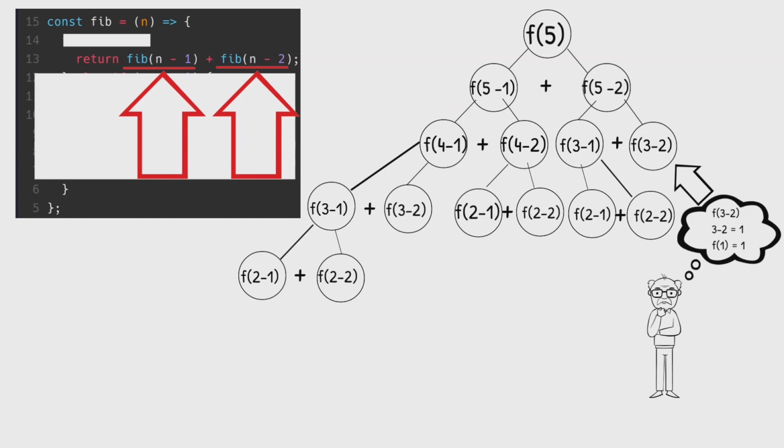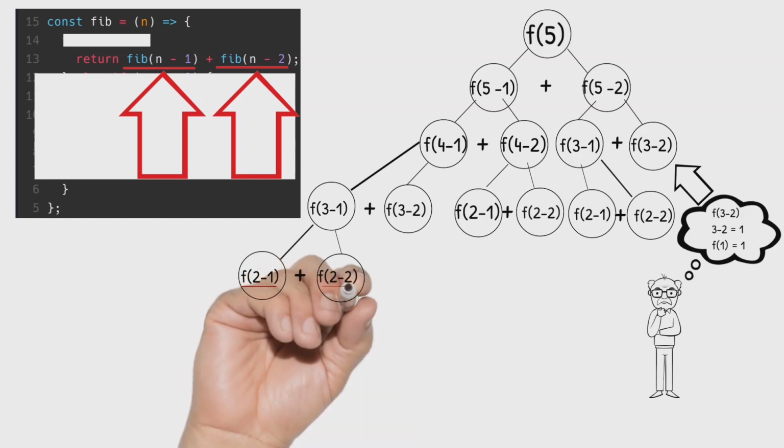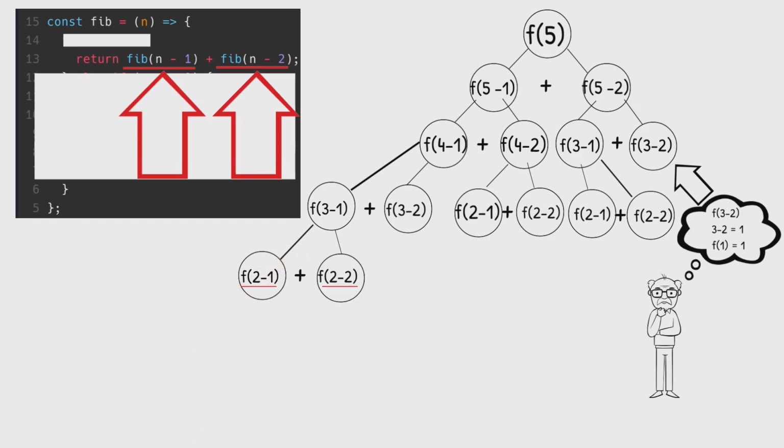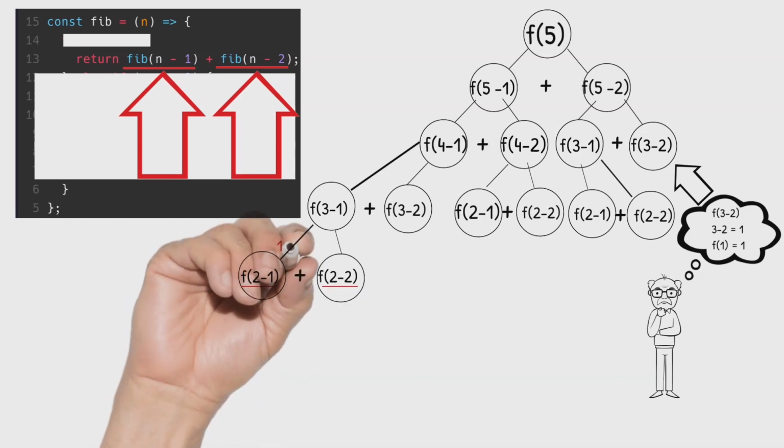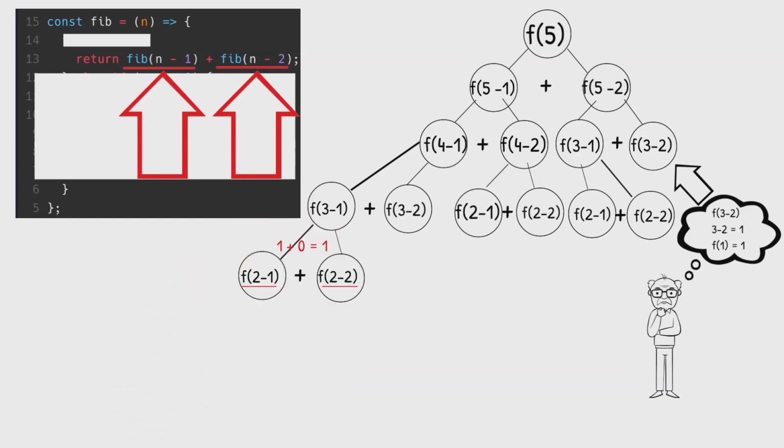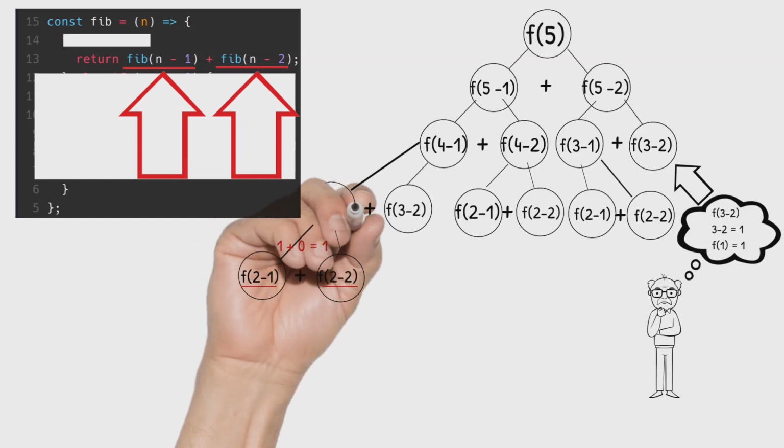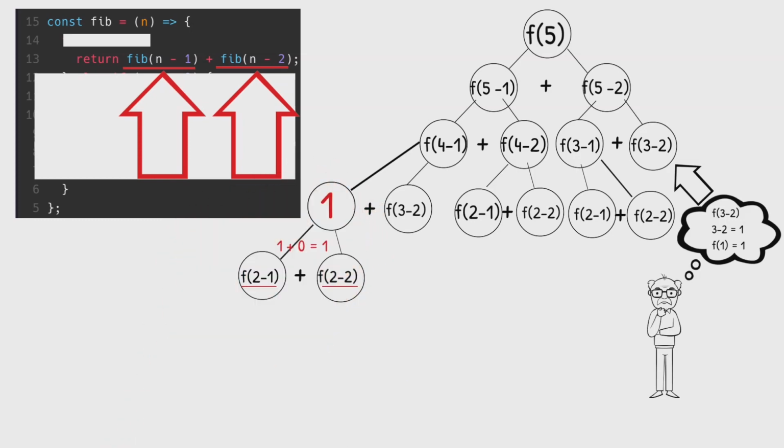Now that we have gone as deep as we can, we can now make our way back up the tree. So starting from the bottom here, we see that fib(2 minus 1) is equal to fib1, which is always 1, and fib(2 minus 2) is equal to fib0, which is always 0. When we add these together, we get the answer for fib(3 minus 1), or fib2, which we can see is 1 because it is equal to the sum of the two nodes below it.